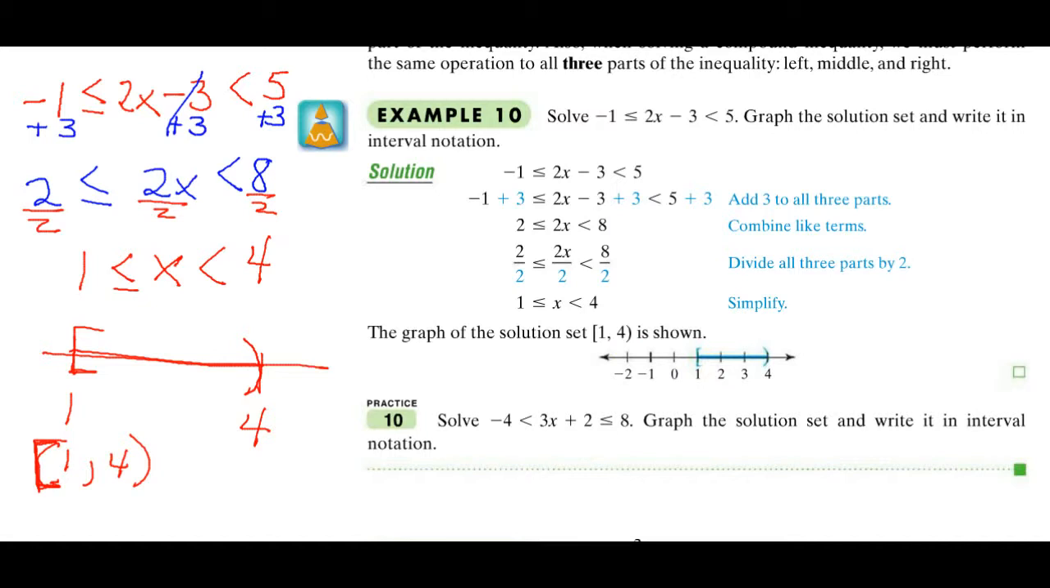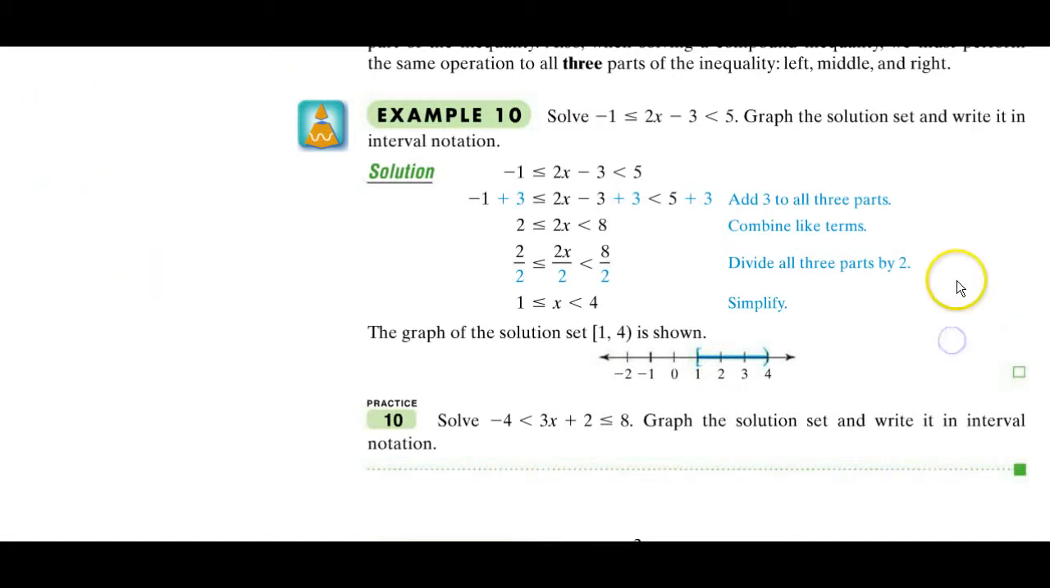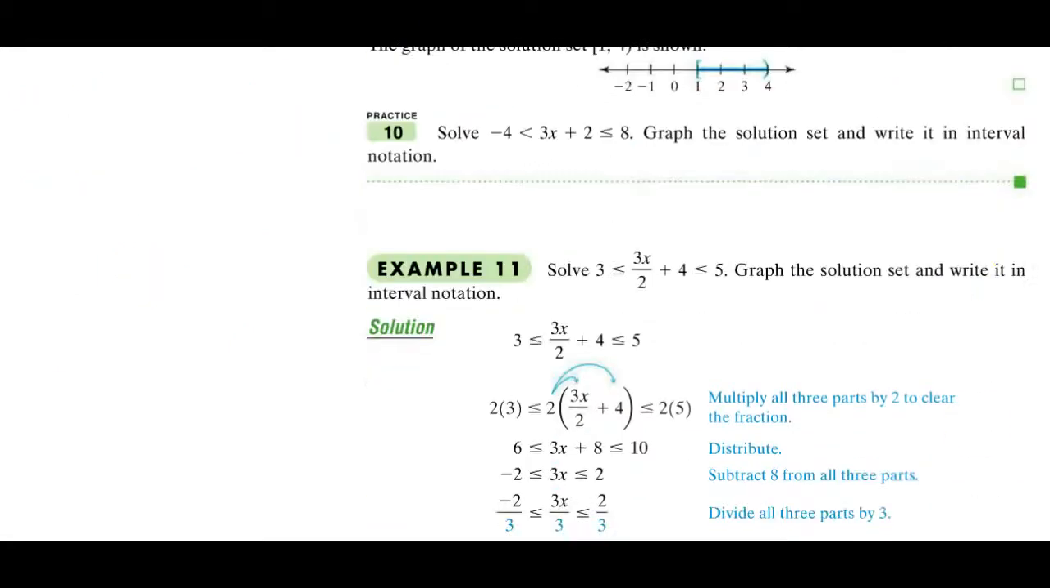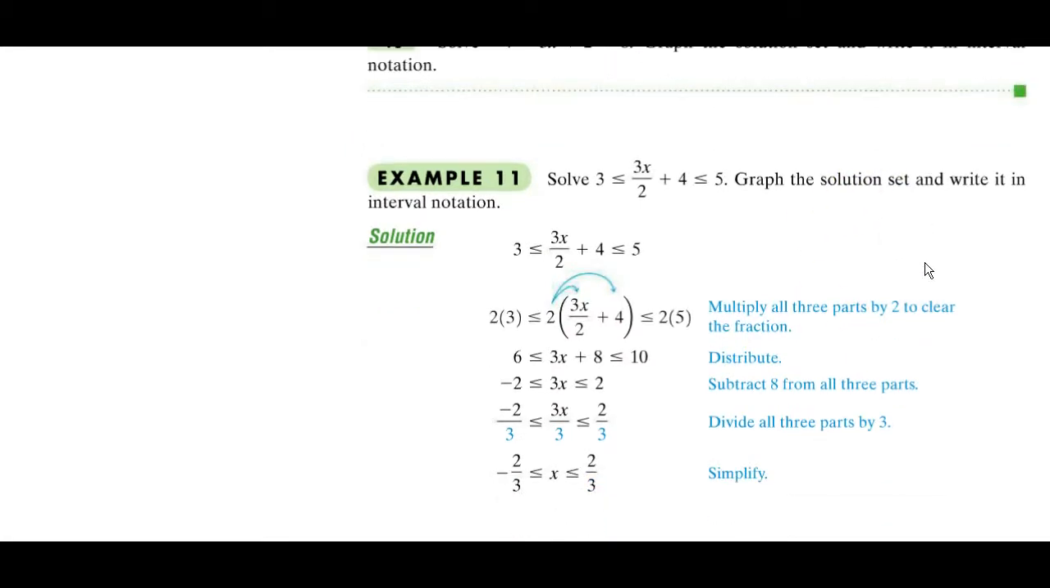Okay, well, I think that's probably going to be it, but I don't know. Oh, one more example. Oh yes, good. Nice one with fractions. We like fractions here. Let me work this one for you too. So 3 is less than or equal to 3x over 2 plus 4 is less than or equal to 5. Good. All right, now the key here to get rid of fractions is you're going to multiply every term by your common denominator 2.